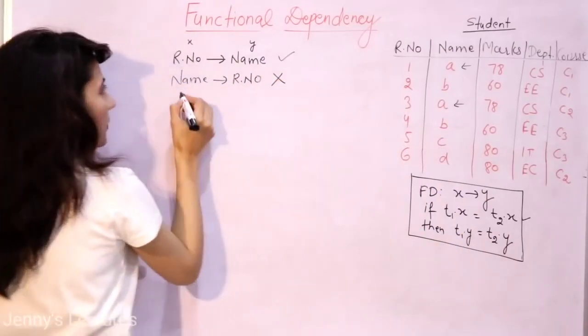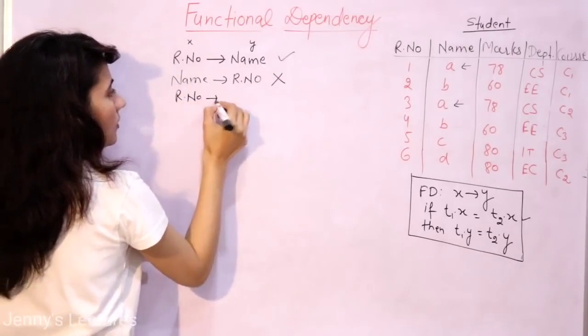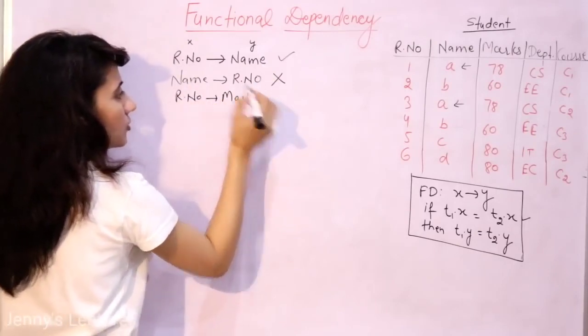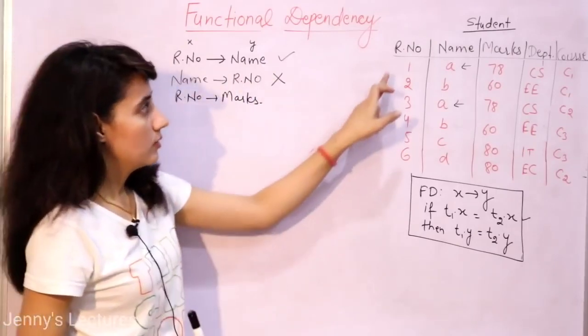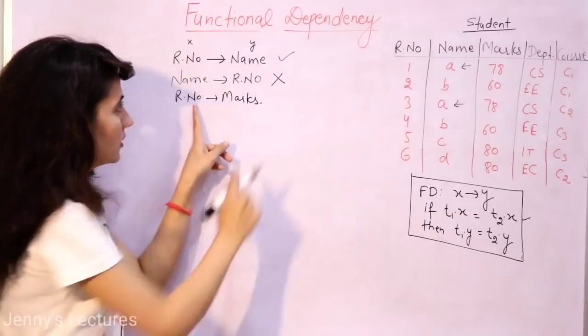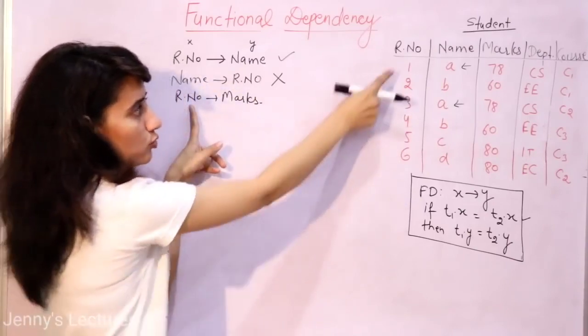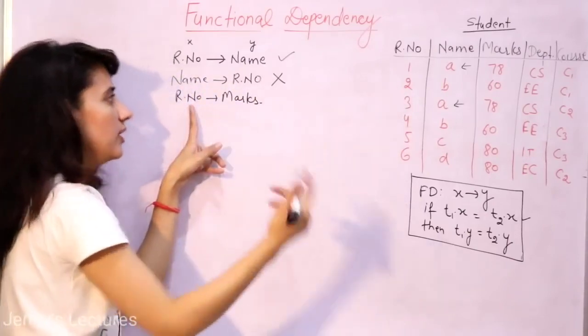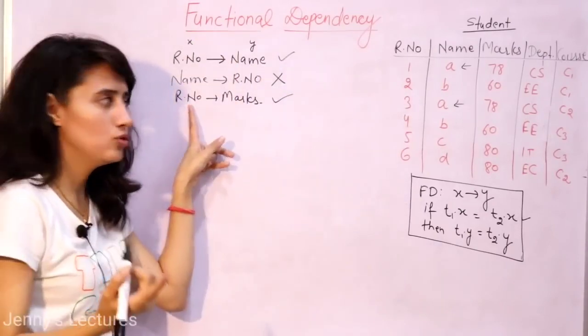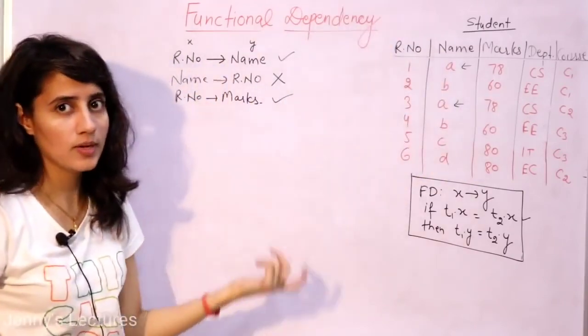Now see, suppose I am taking roll number determines marks. I can see that roll number is x, now this is y. No two tuples of roll number are having the same value, means no repetition is there in the roll number. So definitely it would be a functional dependency. No need to check for y values, right?